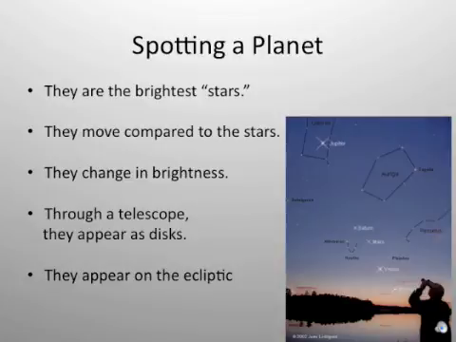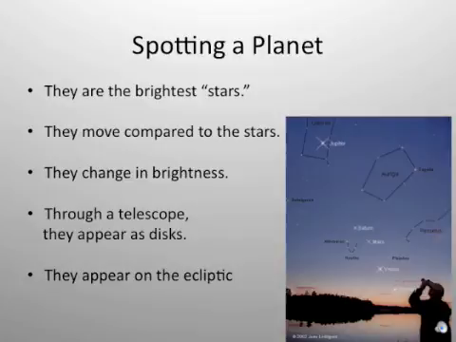If you watch them night after night, they will change their positions. This is where their name, planetes, comes from. It means wanderers in Greek. And so if you see a star that doesn't stay in the same fixed pattern as the others, then it is a planet, not a star.